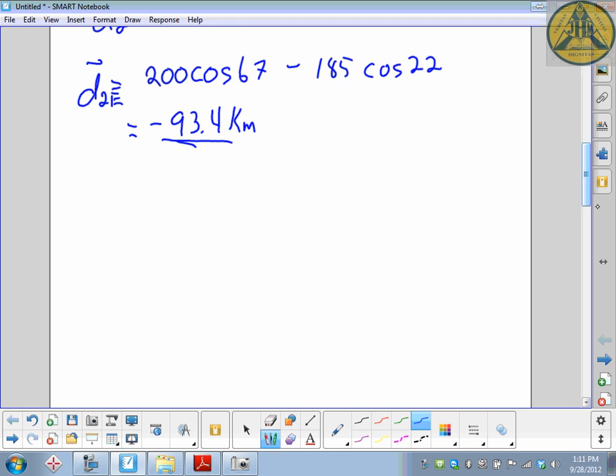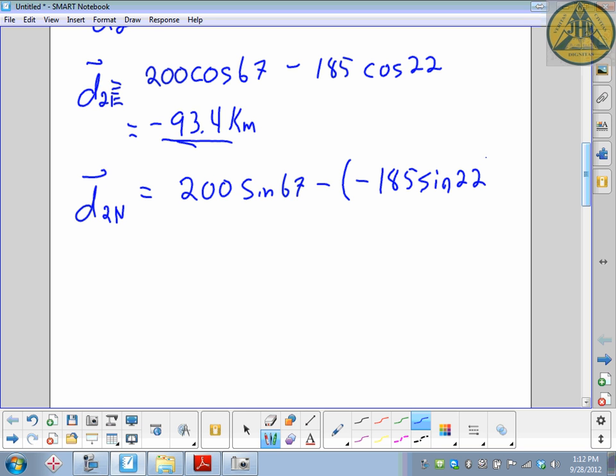Now we're going to do the same thing for where it needs to go in the north. Resultant displacement in the north. So that's going to be 200 sine 67, where it wants to end up, subtract negative 185 sine 22. Negative 185 because it's already in the south, but the double subtraction makes it positive, which makes sense. The enemy sub is north of the Canadian sub. It has to go a positive displacement. It has to go north. So that works out to be 253.4 kilometers. So from its current position, the Canadian sub needs to go 93 kilometers west and 253.4 kilometers north.